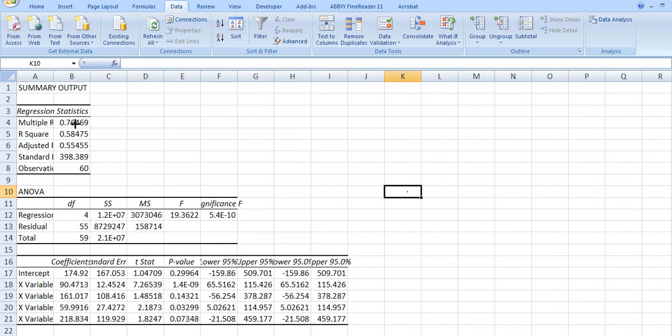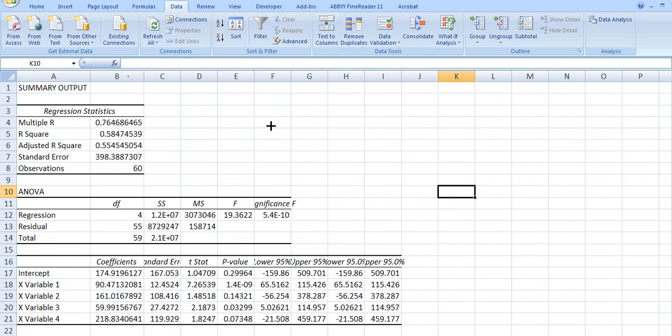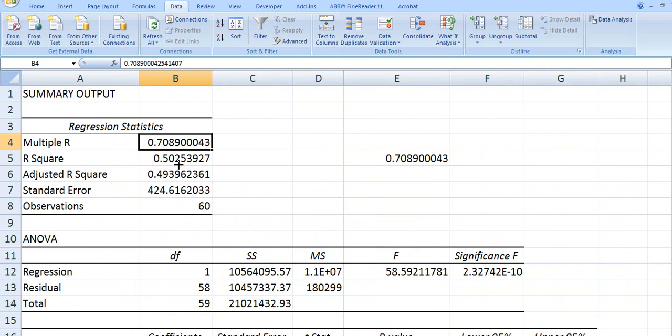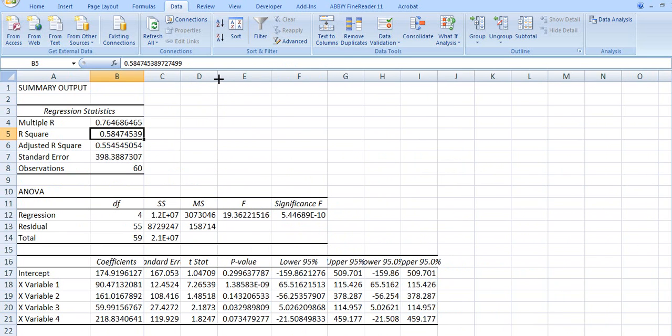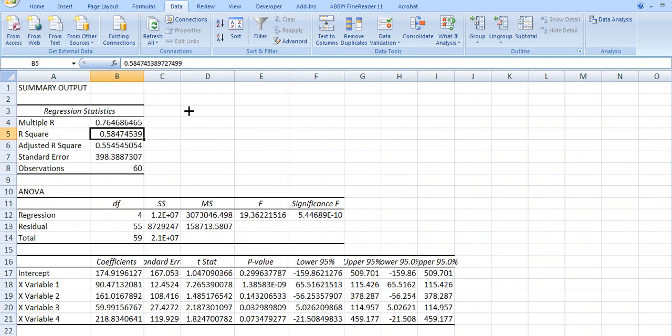So what we see over here is the summary output of the regression. The R square has come slightly better at 0.58. Compare that with a simple linear regression where it came as 50%. Here you get 58%. That means there are other variables which are explaining the account balance apart from the number of ATM transactions.